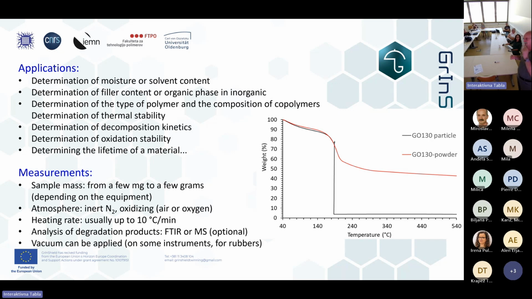And if we ground this powder to smaller particles, we get this red curve, and we can nicely see it follows the degradation. So it's important also how we prepare our samples.